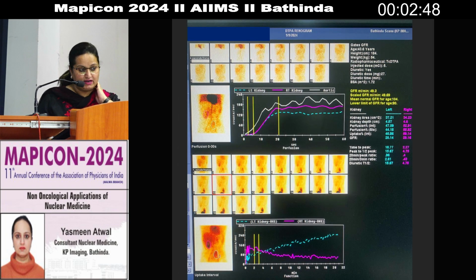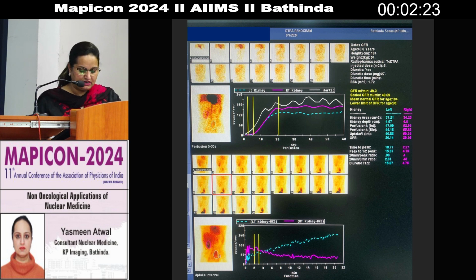Next scan is of ectopic kidney. They wanted to know the function of ectopic kidney and its flow status, whether any obstruction is there or not. This is a posterior imaging. We see the left kidney, just a second. This is an anterior imaging. We did this anterior imaging. The ectopic kidney is located just above the bladder on the pelvic brim.